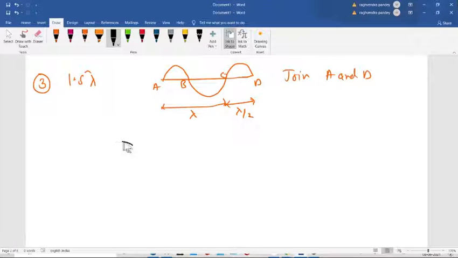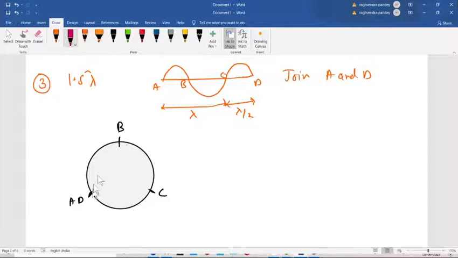Suppose this is a circle. There are 3 equal lambda by 2 positions: lambda by 2, lambda by 2, lambda by 2. So 3 equal divisions. We have joined A and D, so A and D are at the same point, and this is B and this is C. Let's construct the wave. From A to B it is crest, and B to C it is trough.